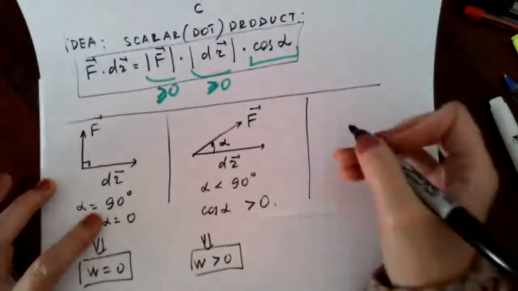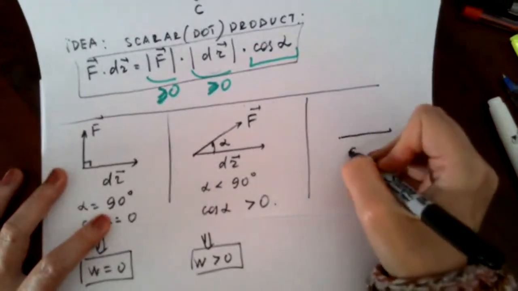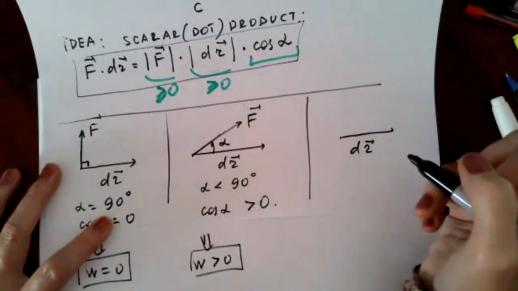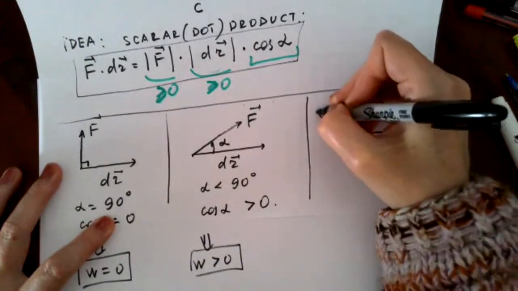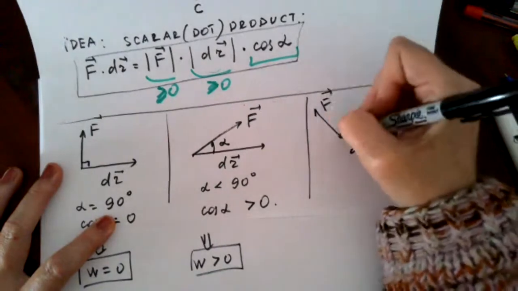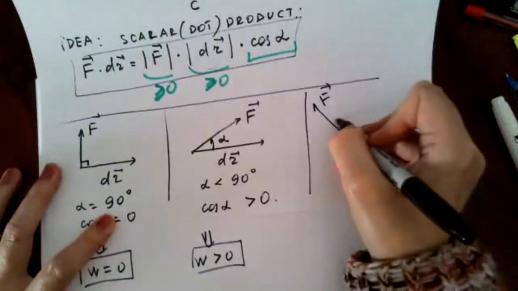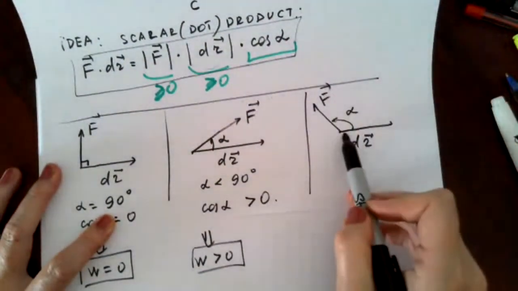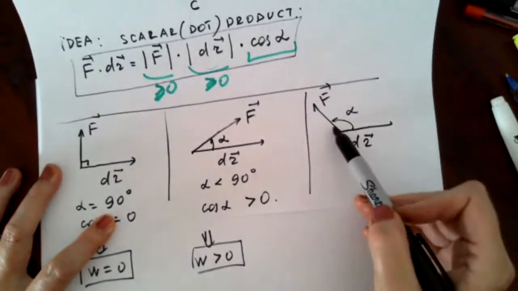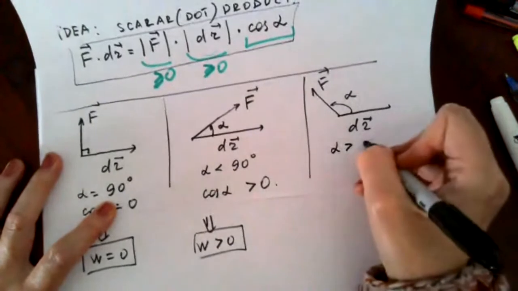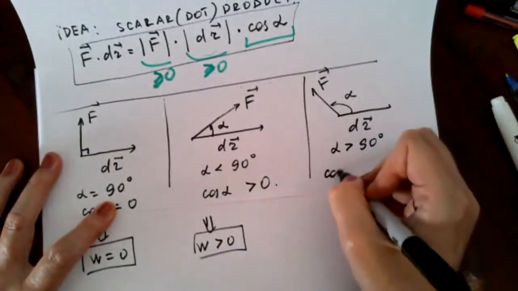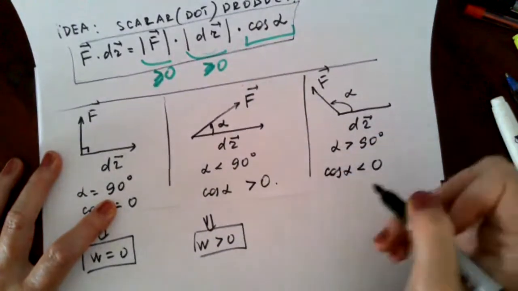Okay, and in the remaining case, of course, you can easily figure out what kind of case it's going to be. So dr looks the same way, but vector F points to the left. It means that the angle between our path direction and our vector field will be more than 90 degrees. In this case, we know that cosine is negative.